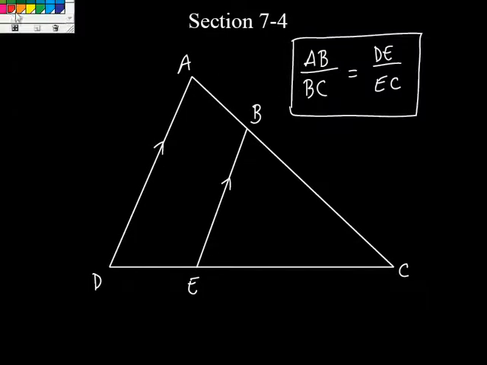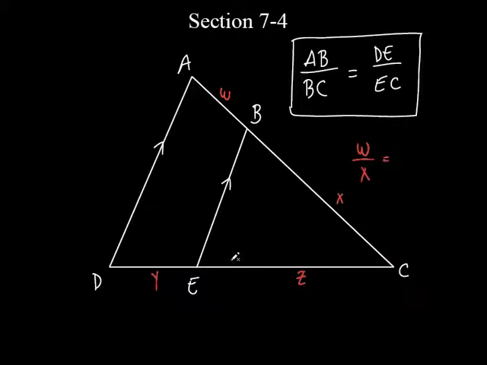Sometimes, instead of using all these letters right here, it gets a little confusing. What if I made this W, so that segment is W, and this is X, and that little one's Y, and that one's Z? Sometimes that might be a little easier to see. So what can I compare? I can compare W to what? To X, and that would equal what to what over here? Y to Z. Does that make any sense? That's a relationship that I can have.